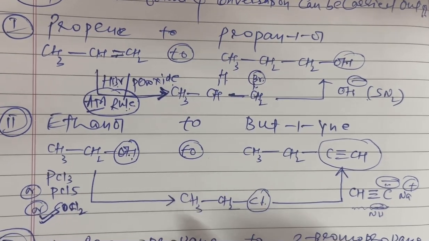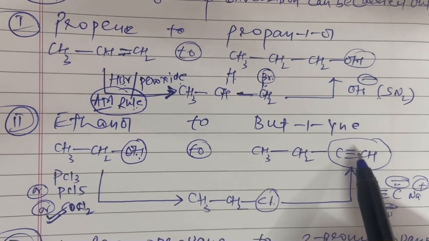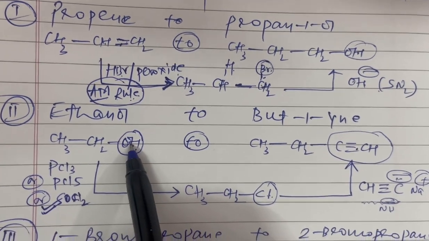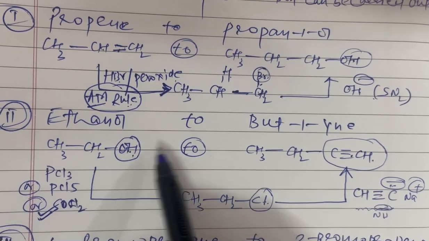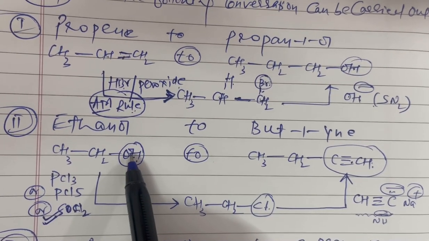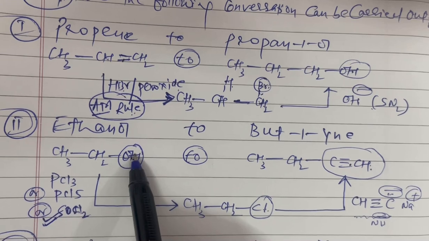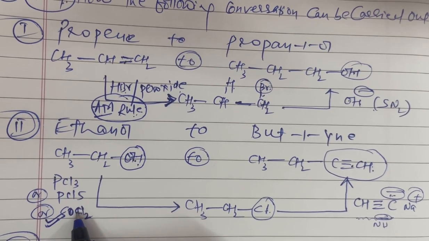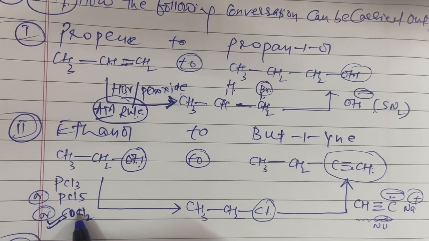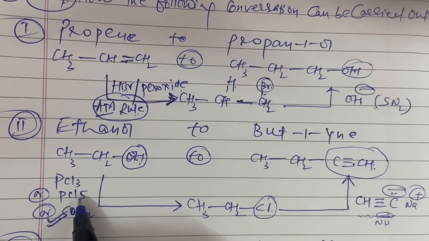Here I repeat, in this reaction, ethanol to but-1-yne means the OH of ethanol you have to replace by C triple bond CH. Directly we don't have any method. So what we do, we replace this OH by Cl, and for that we take SOCl2, thionyl chloride. That is one of the best methods. Instead of this we can take PCl3, PCl5 also.